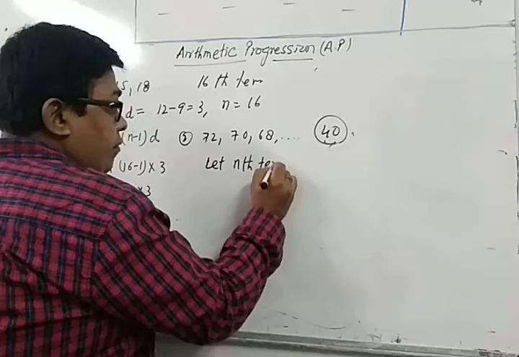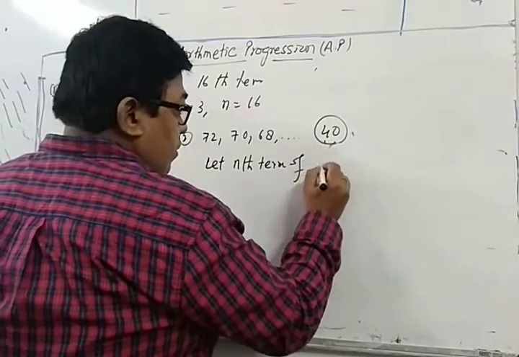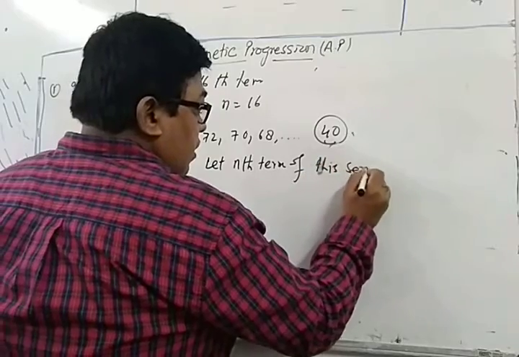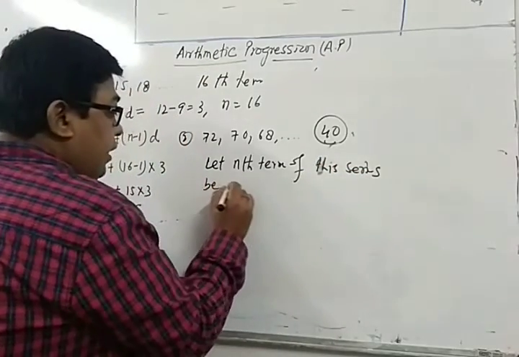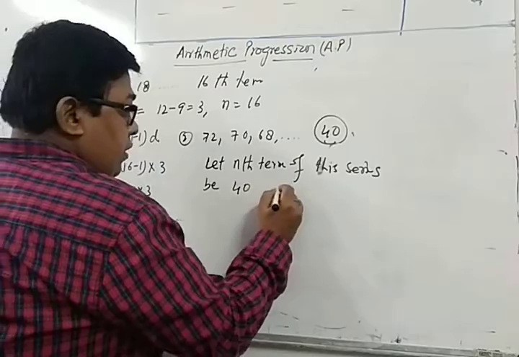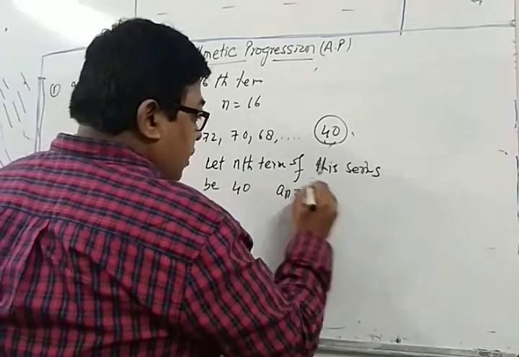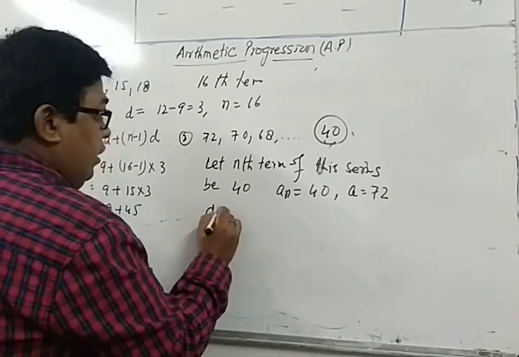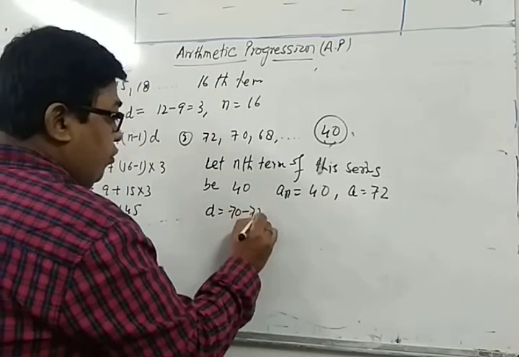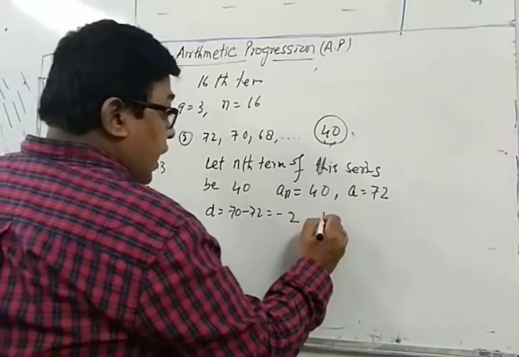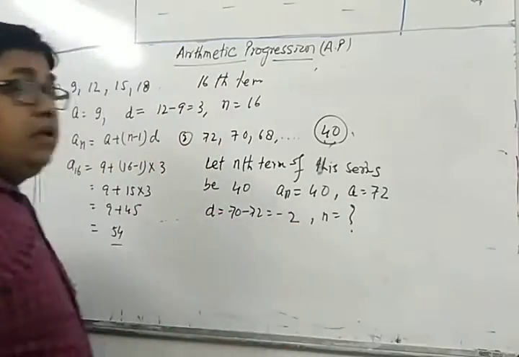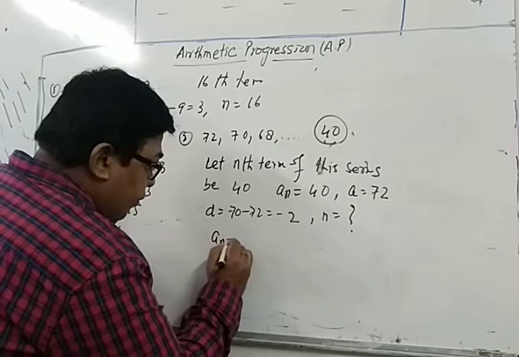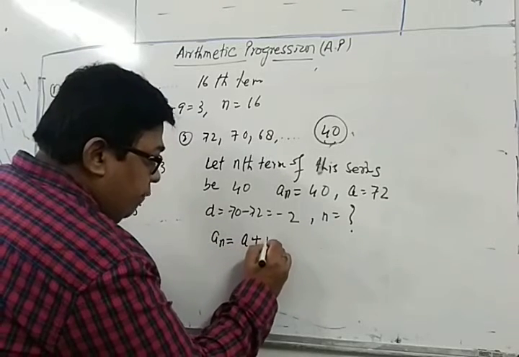Okay, so now simply let the nth term of this series be 40. That means an is equal to 40, a is 72, d is 70 minus 72, which means minus 2, and n is the question mark. They are asking n. Again we will use that very simple formula, the very first formula.